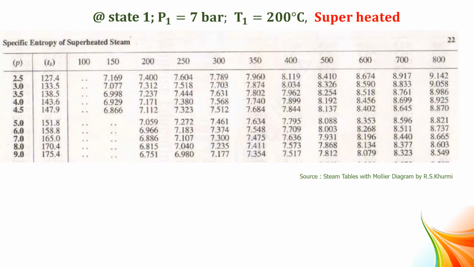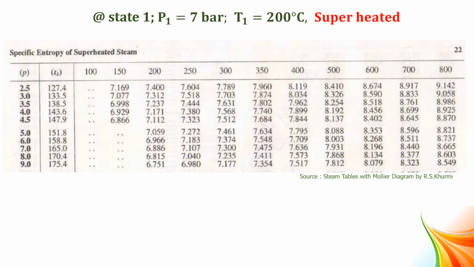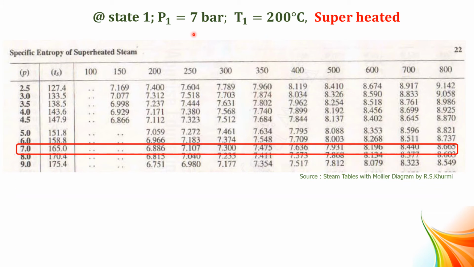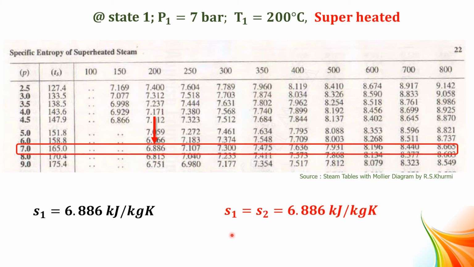Now we have to find out the specific entropy of the superheated steam. For calculating the specific entropy, I have to take the pressure as 7 bar and temperature equal to 200 degrees centigrade. So corresponding to this pressure and temperature, we get the specific entropy S1 equal to 6.886 kilojoule per kilogram Kelvin. So we know specific entropy S1 equal to S2, which is 6.886 kilojoule per kilogram Kelvin, because the flow that takes place in the nozzle is isentropic.